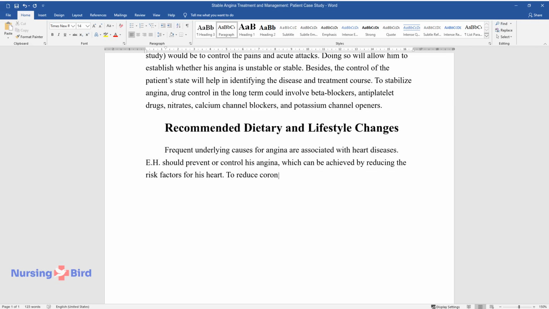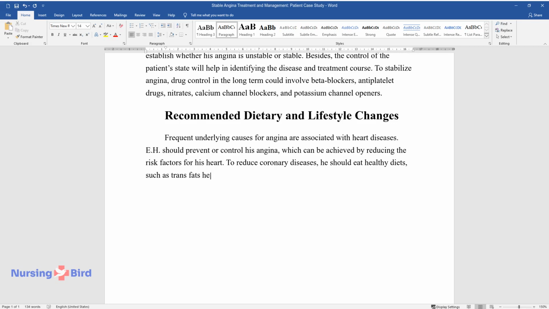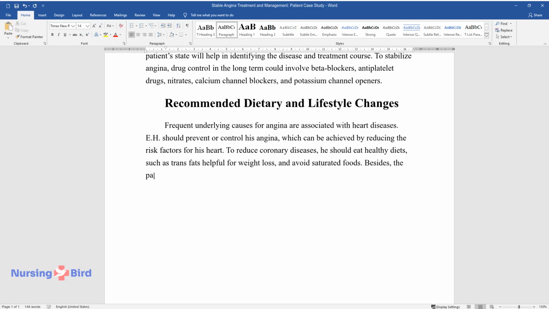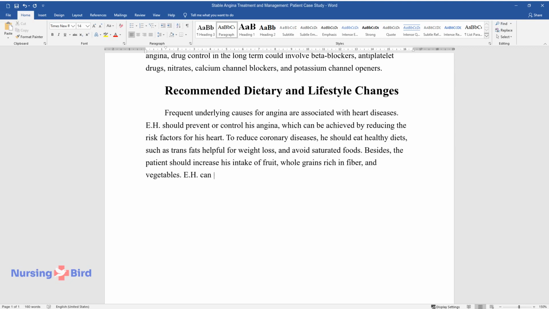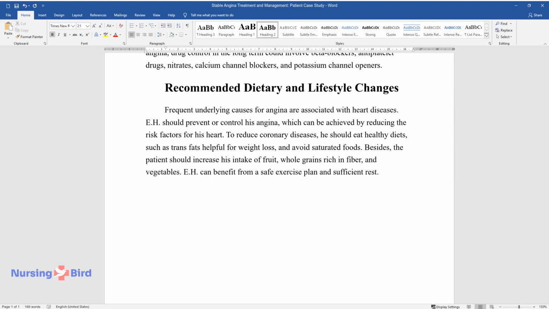To reduce coronary diseases, he should eat healthy diets, such as trans fats helpful for weight loss, and avoid saturated foods. Besides, the patient should increase his intake of fruit, whole grains rich in fiber, and vegetables. EH can benefit from a safe exercise plan and sufficient rest.